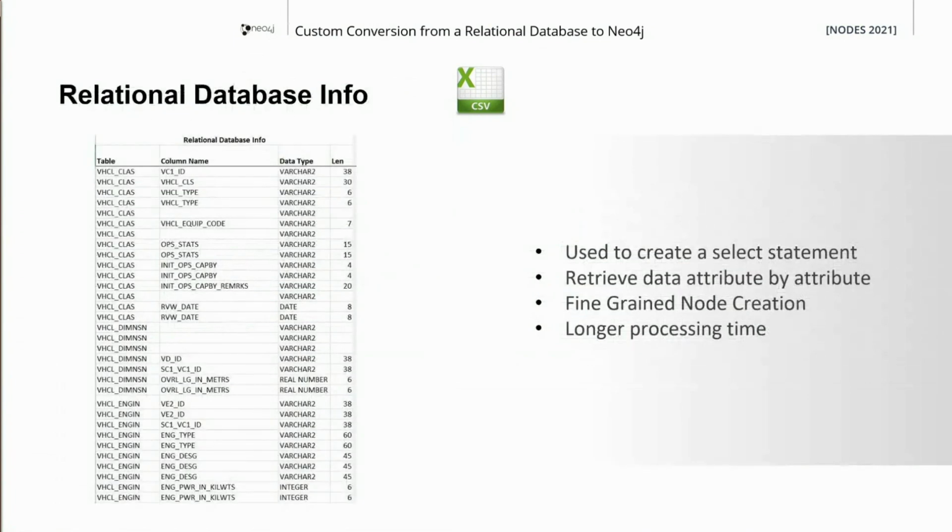The first is our from. This is our relational database. We pulled this out of the data model, just reverse engineered it. We have our table, our column name, and our data type. This is important to us because this helps us understand what we actually are pulling in and what we need to do to that attribute.